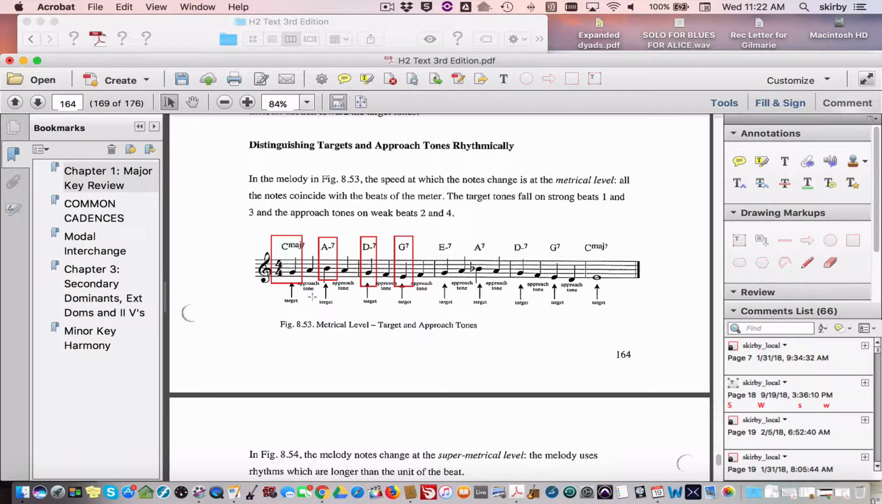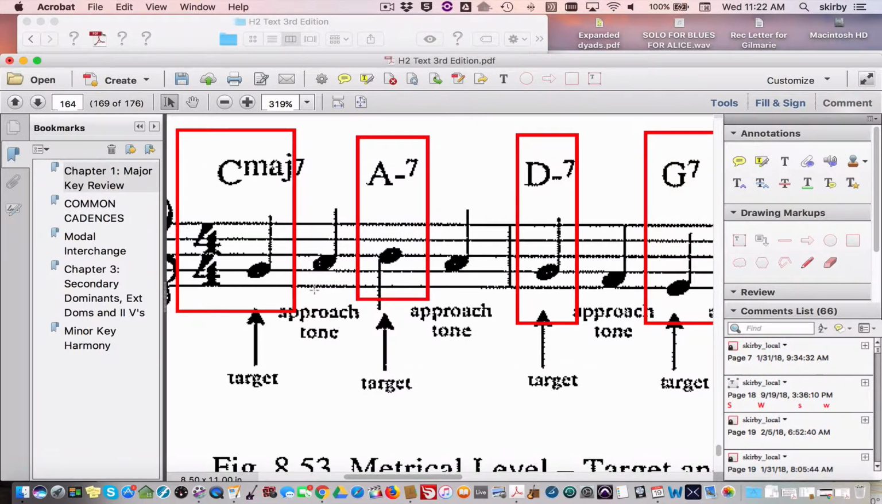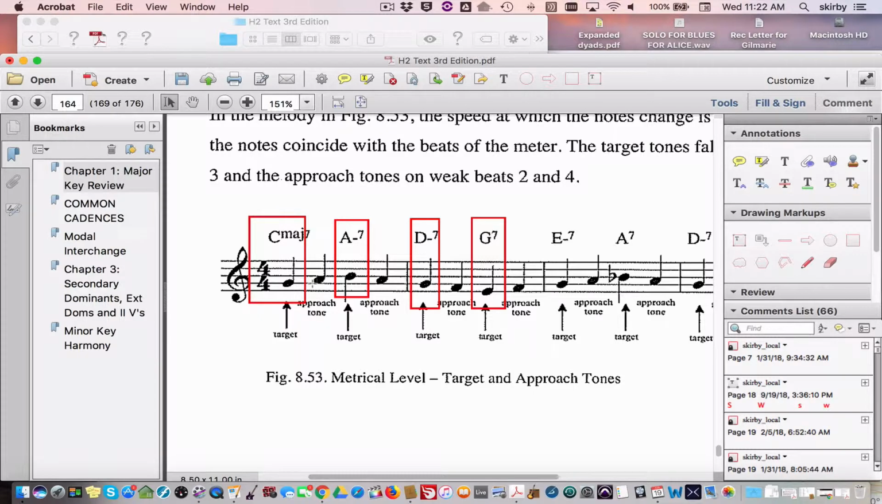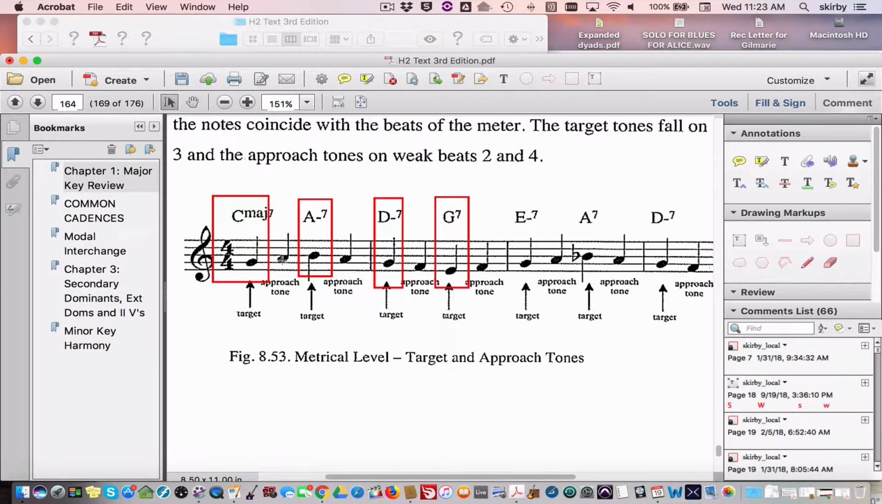Now the notes on 2 and 4 are sounding as approach notes, or analyzed as approach notes, and then we just have to get into what the various types of approach notes are. These are passing tones, and passing tones are just defined as notes which move by step between 2 target notes. Okay, so every single one of these approach notes in this particular example is a passing tone.